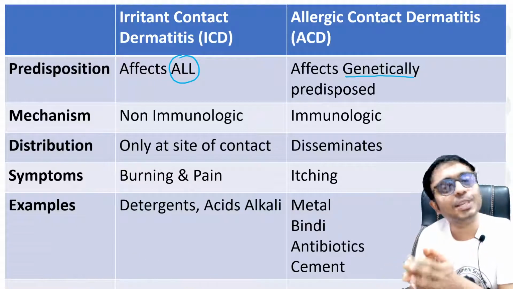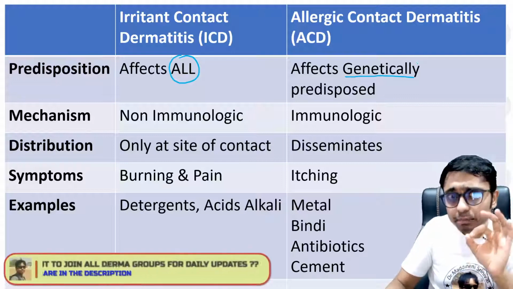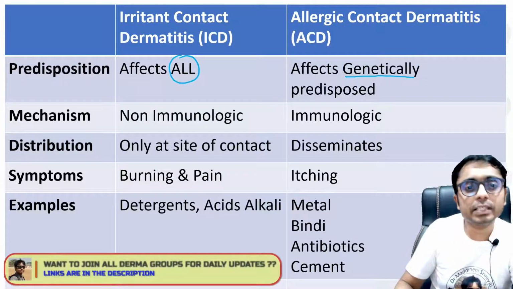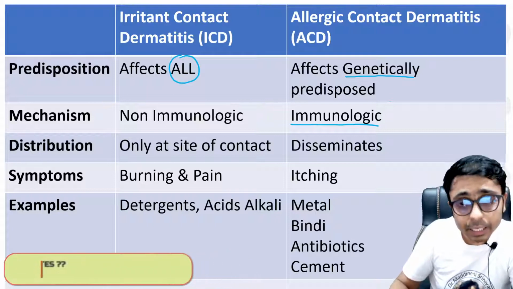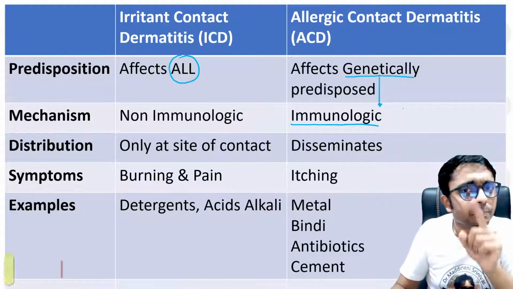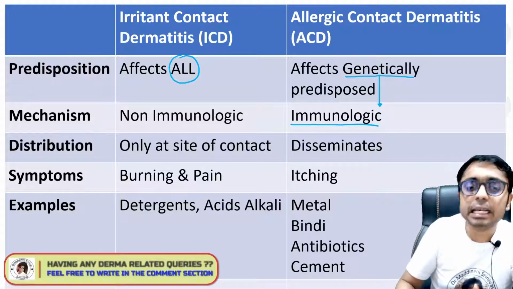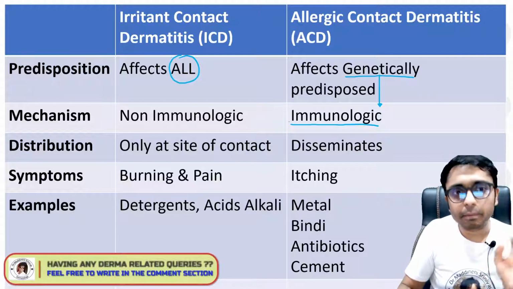Not all the allergens are going to produce ACD in these individuals, but yes, there is some genetic predisposition for these individuals to develop ACD. This is the first difference, and the mechanism is certainly very simple to remember, because in ACD genetically predisposed individuals are going to be affected. So there is going to be some immunologic phenomenon, whereas in ICD there is no immunologic response which will be mounted by these patients.